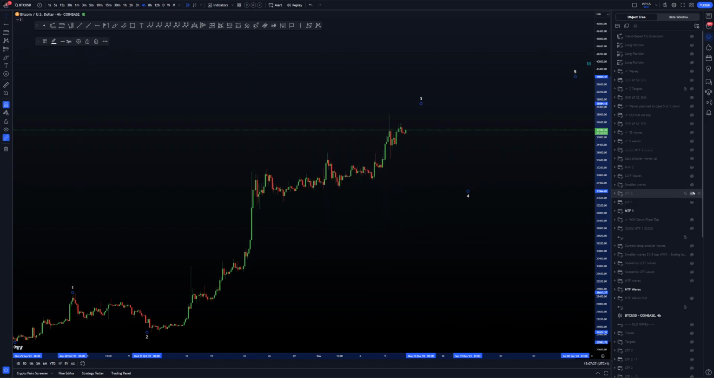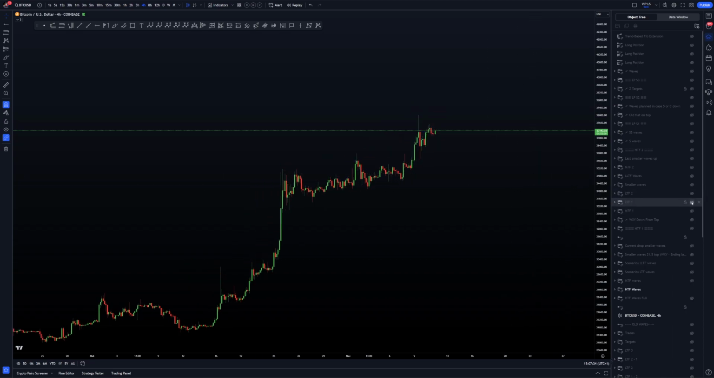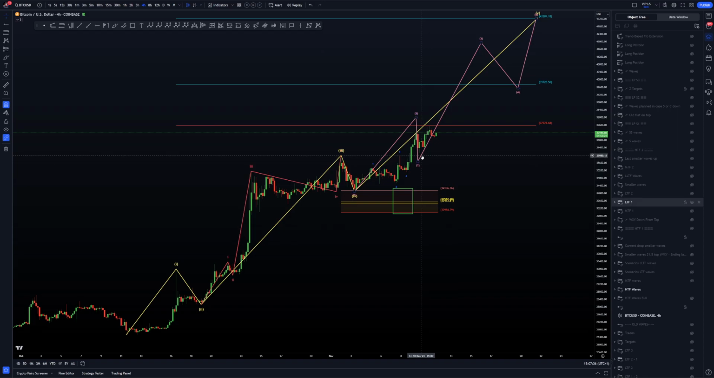I'm going to take in that case this impulsive to the upside. Okay, I really hope that makes sense. And the thing is now, if of course we start to retrace from here, we don't make one more push to the upside. It's very simple.